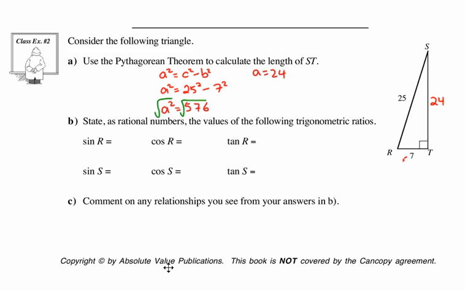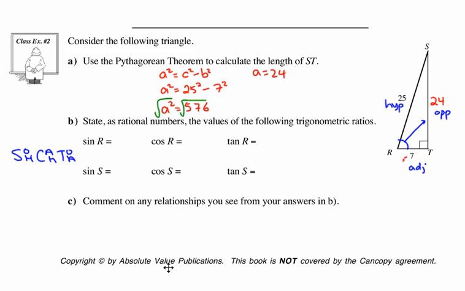Okay, so state all the ratios. So what is sine of R? So again, SOH CAH TOA. So we need to start with R. We'll do all the R's first. Let's label everything based on angle R. So start by labeling your opposite side, hypotenuse, and then adjacent.